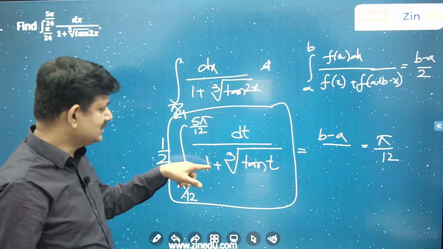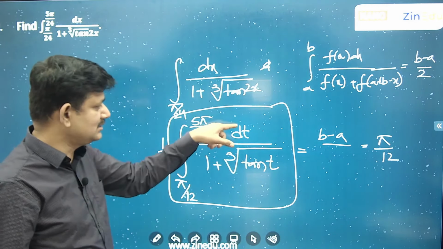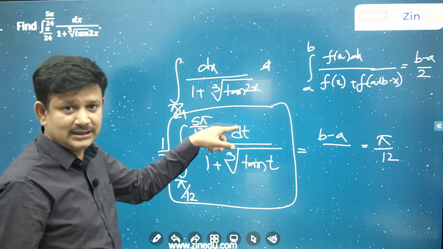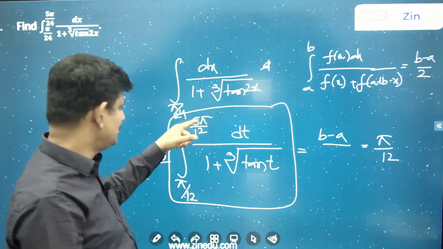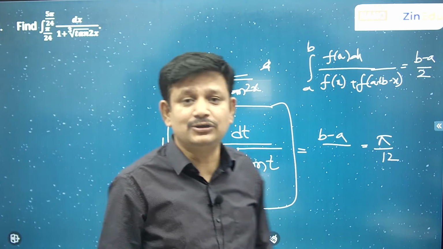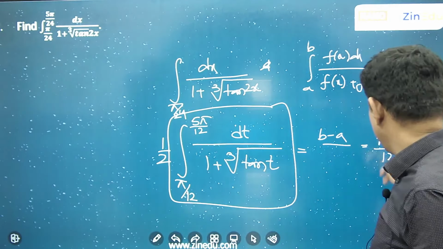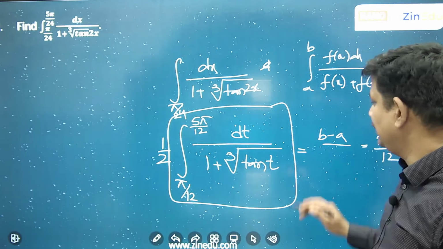So tan is nothing but sin by cos. It is in this particular form. Result will be b minus a by 2. B is how much? 5 pi by 12. A is how much? Pi by 12. So answer will be how much? Pi by 12. Very simple question.